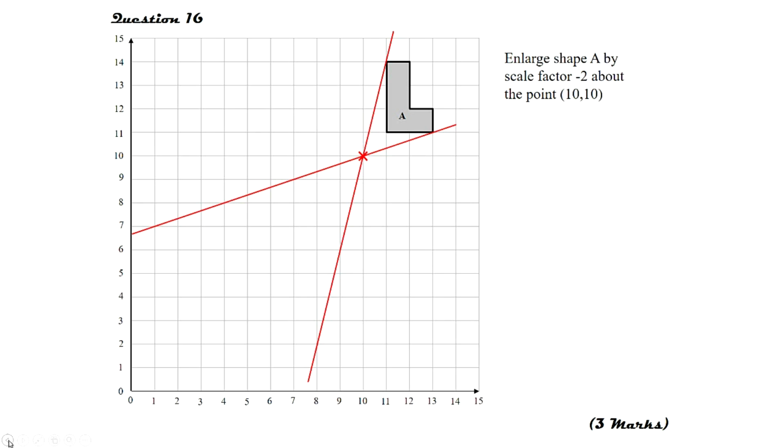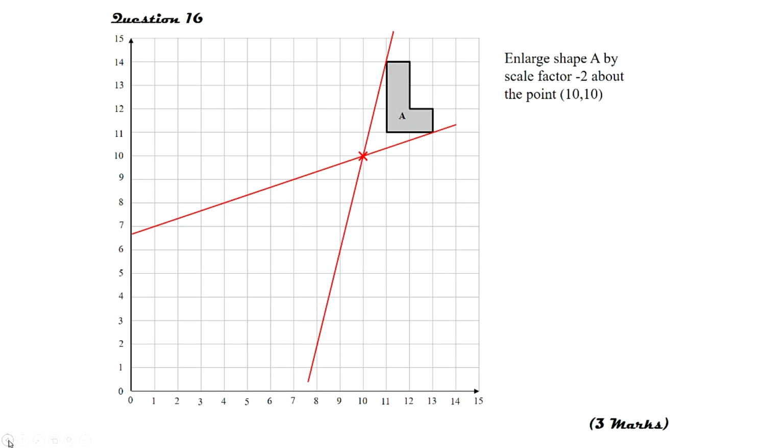So if I just take the first point, and the point I'm looking at the minute is the point on the left hand side bottom of the L shape, I can see that to get from the centre of enlargement to that point is 1 to the right and 1 up. Now if I take that direction and double it but also flip it, instead of 1 to the right, I'm going to go 2 to the left, and instead of 1 up, I'm going to go 2 down. So doubled and flipped.